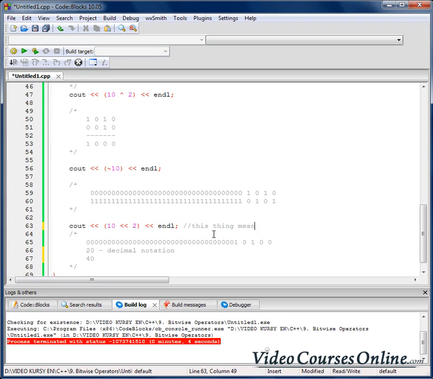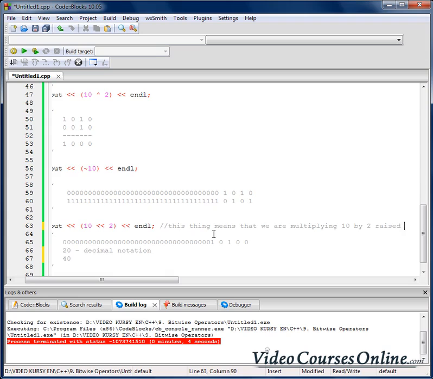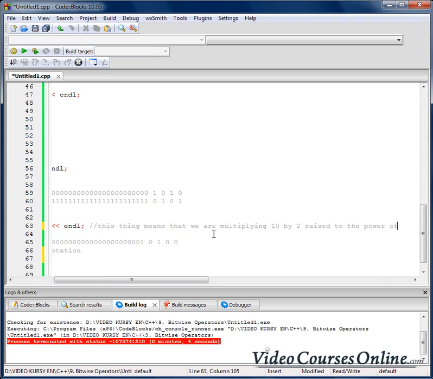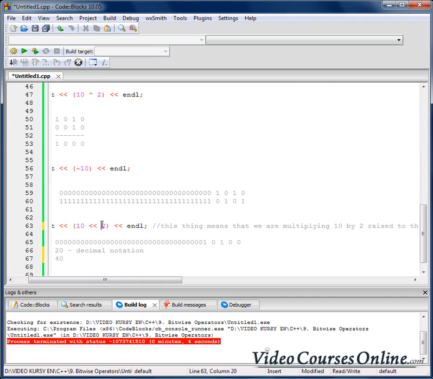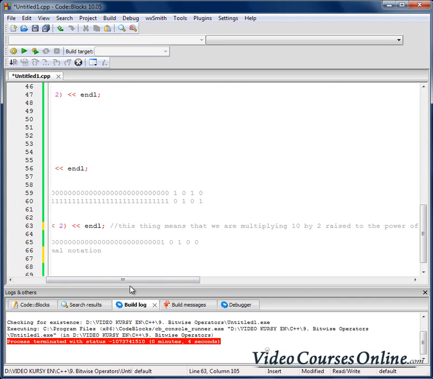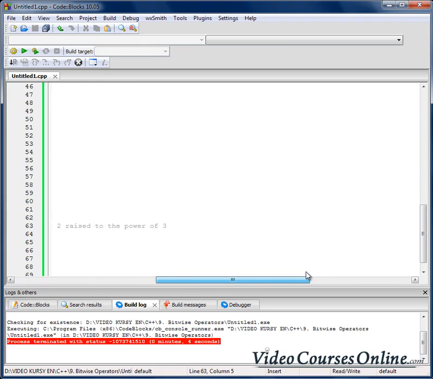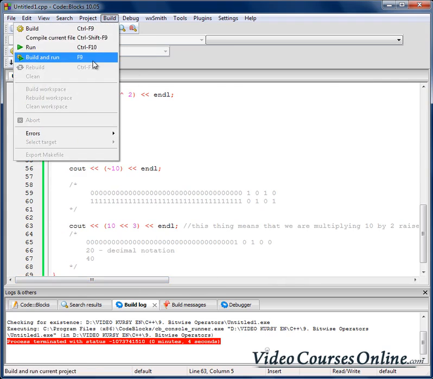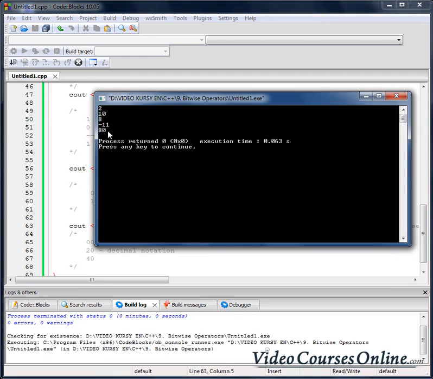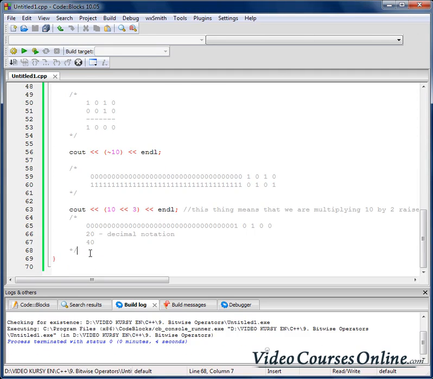So this thing means that we are multiplying 10 by 2 raised to the power of that number. This time it's 2. Let's write maybe 3. Okay, to the power of 3. And so 10 multiplied by 2 raised to the power of 3 is what? 10 multiplied by 8, so I should have 80 here. Let's see if I'm not lying, and as you can see everything is working fine.